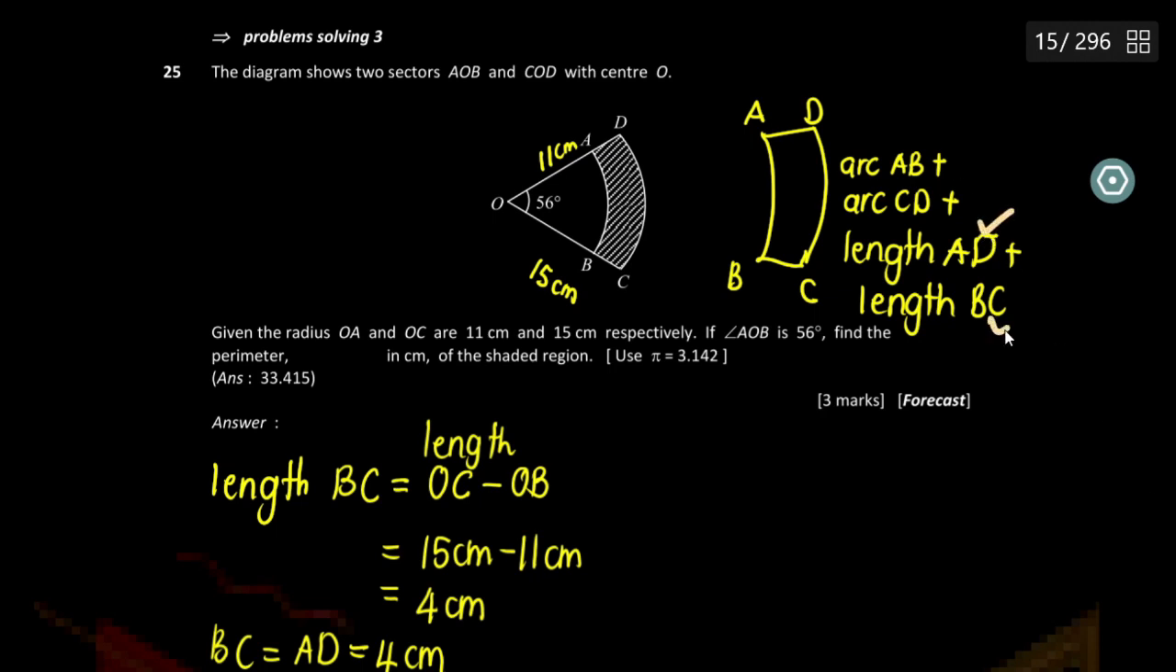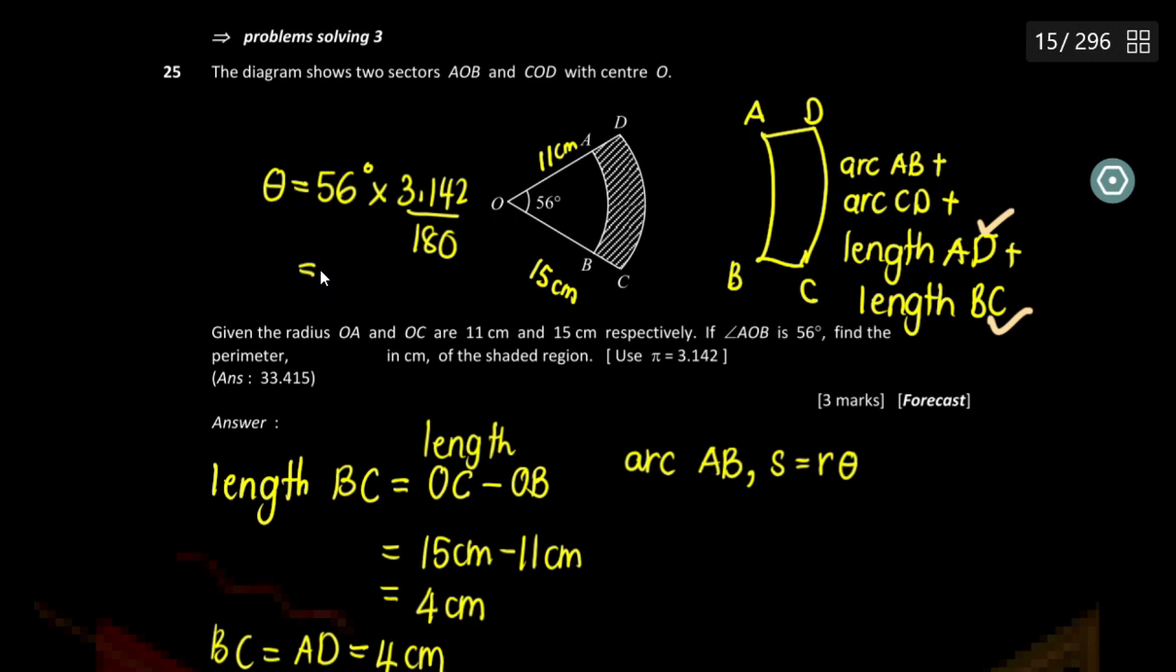So we just need to find the arcs only. Let's find arc AB first. We use s equals r theta. Let's change the theta, because we cannot use 56. I'm going to change to radians by multiplying by 3.142 over 180. So 56 times 3.142 over 180. I once keyed it in as 31.42, so this is where you must be very careful. It gives 0.9775 radian, which is the radian we are going to use.